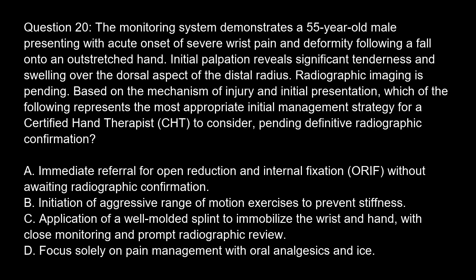Option A. Immediate referral for open reduction and internal fixation, ORIF, without awaiting radiographic confirmation. Option B. Initiation of aggressive range of motion exercises to prevent stiffness. Option C. Application of a well-molded splint to immobilize the wrist and hand, with close monitoring and prompt radiographic review. Option D. Focus solely on pain management with oral analgesics and ice.